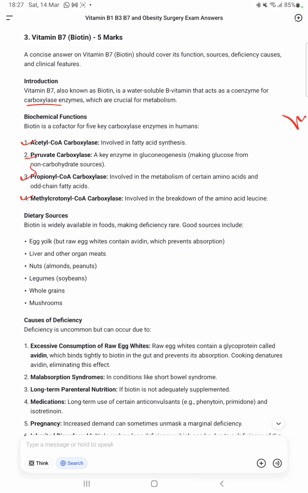Then the dietary sources. Biotin is widely available in food, making the deficiency rare, but however the good sources include the egg yolk. So the yellowish portion, that is the egg yolk, is important, while the egg white contains avidin, which prevents the absorption. Then liver and other organ meats can be consumed. Then nuts, that is almonds, peanuts, contain vitamin B7, as do whole grains, legumes, and mushrooms.